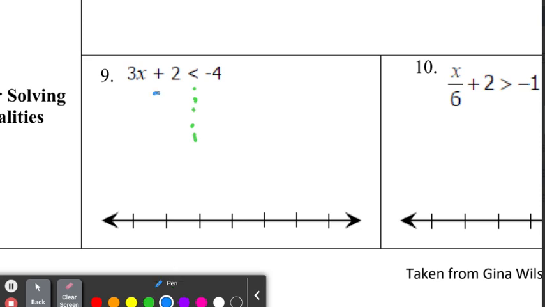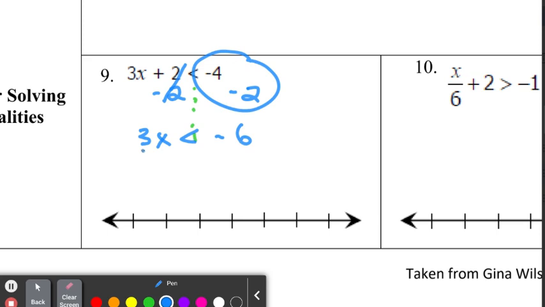So for this one, I'm going to subtract 2 on both sides of my inequality, bring down my 3x, less than, so negative 4 minus 2, when you combine those, you get negative 6. And I'm going to divide by 3.